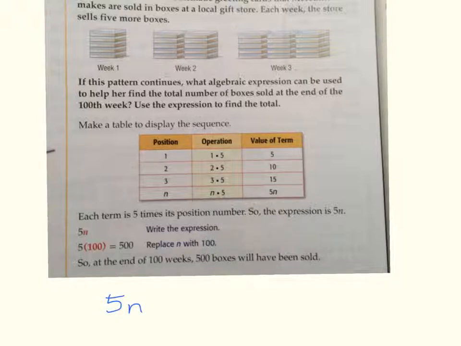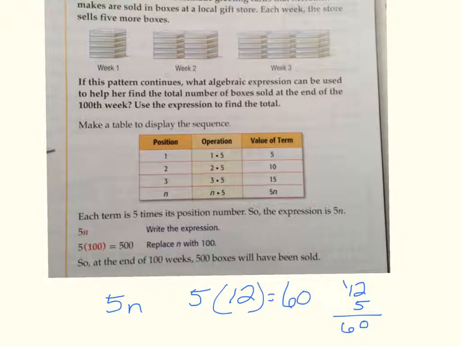So if I wanted to know the 12th week, I would multiply it by what? 5, just like this. And 5 times 12, I'll go ahead and work it out over here. 2 times 5 is 10, and 5 times 1 is 50, so that's 60. So she's going to sell 60 boxes, okay?